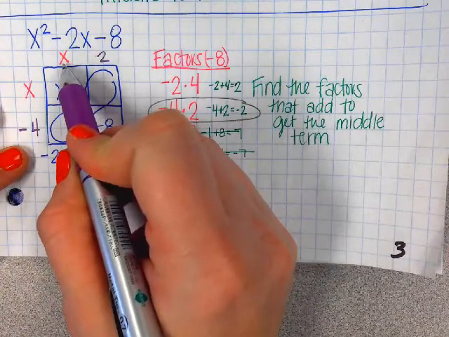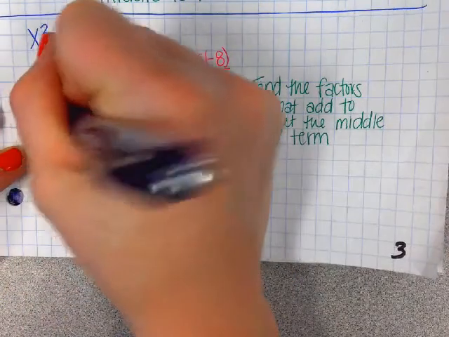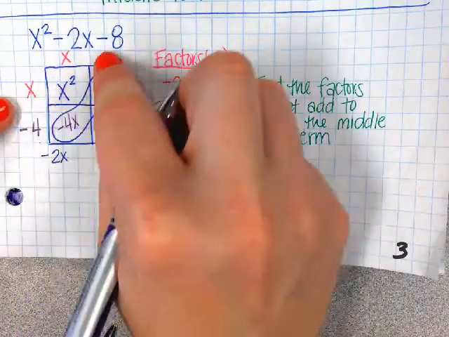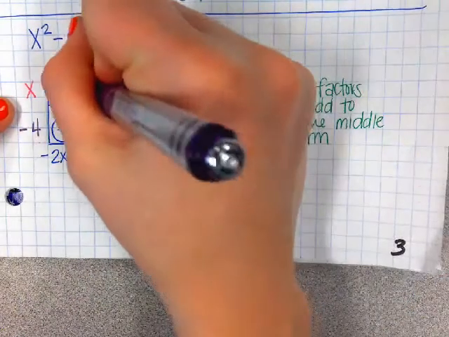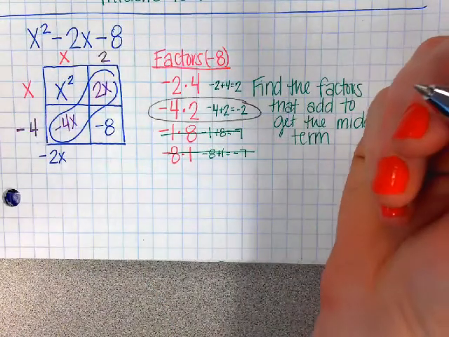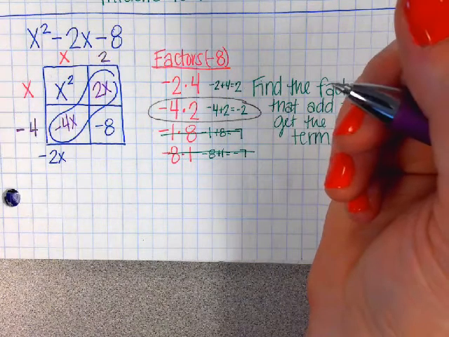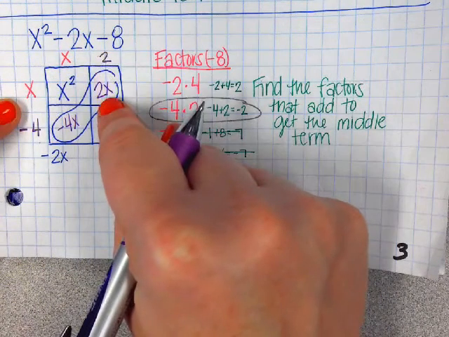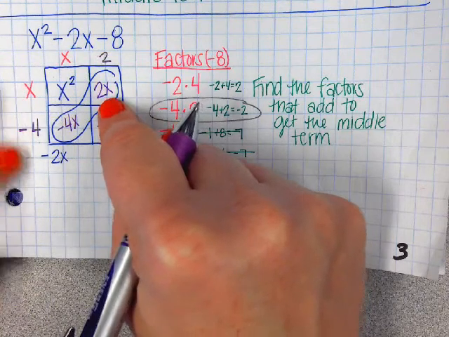Okay? What is negative 4 times x? Negative 4x. What is x times 2? 2x. No, because remember it's only x squared if it's x times x. So it's just x times 2, so it's just 2x.